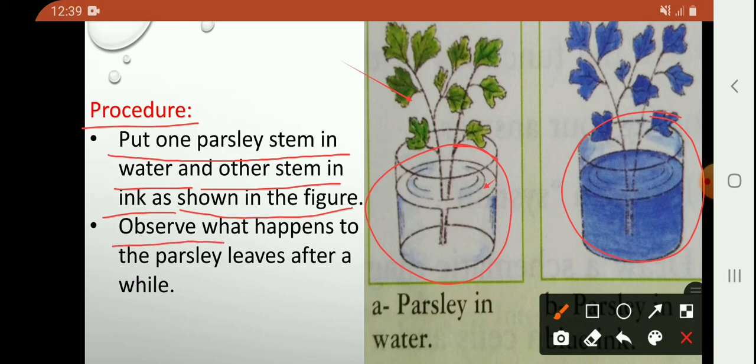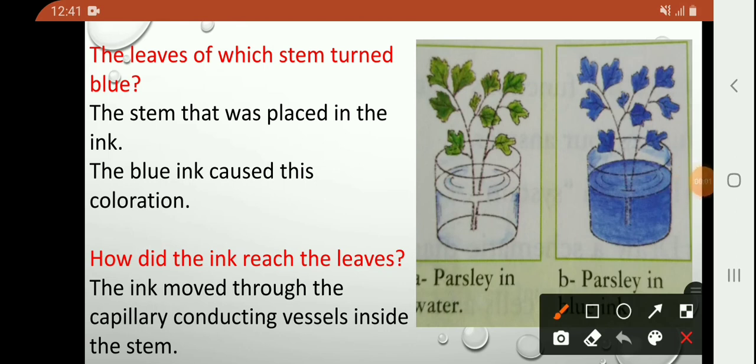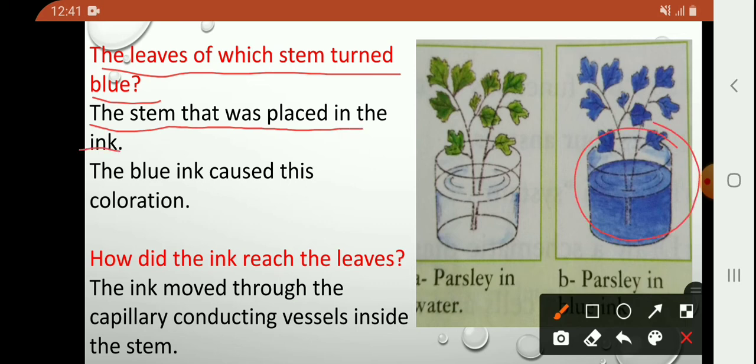Observe what happens to the parsley leaves after a while. شوف شو صار بالبارسلي ليف بعد وقت. The leaves of which stem turned blue? وراء أي stem تحولت لأزرق؟ The stem that was placed in the ink, stem يلي حطيناها بالإنك, turned blue تحولت لأزرق. The blue ink caused this discoloration سبب تغير اللون.